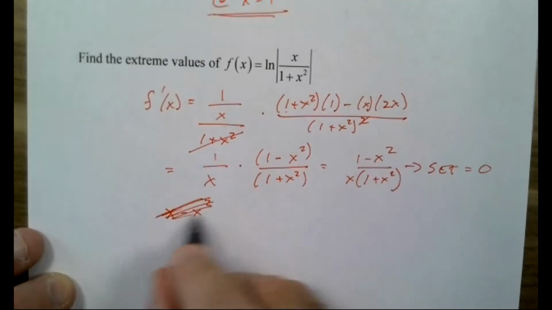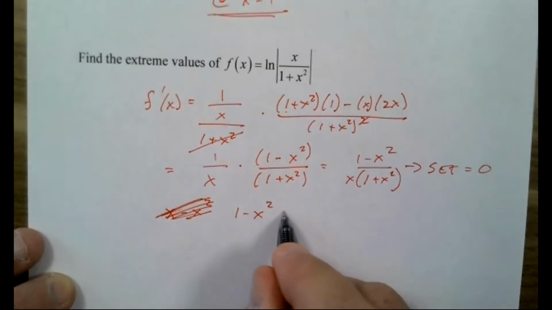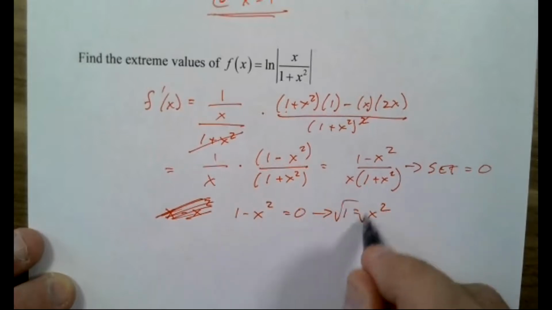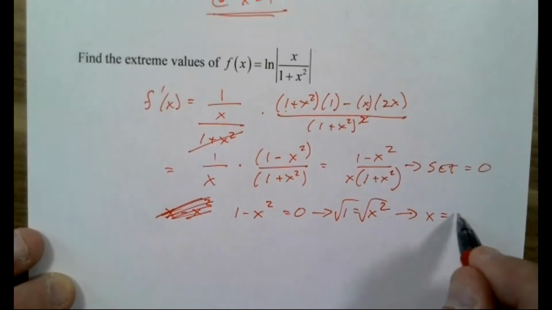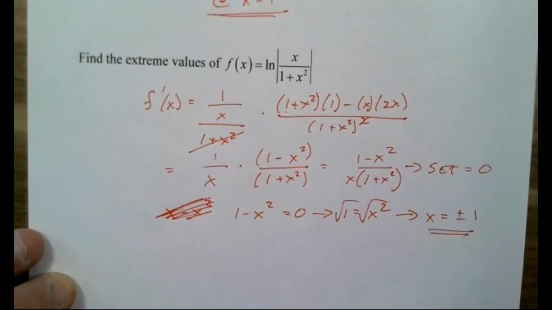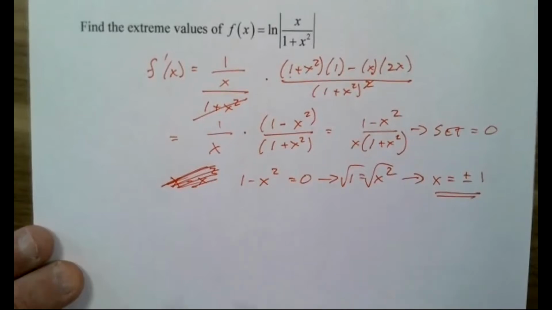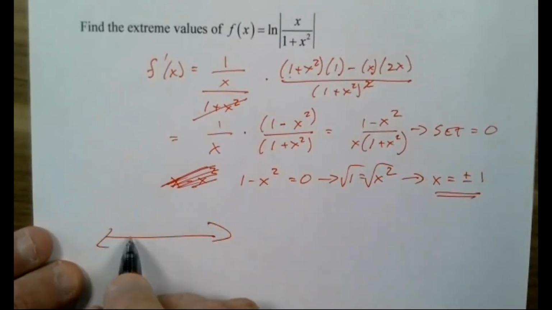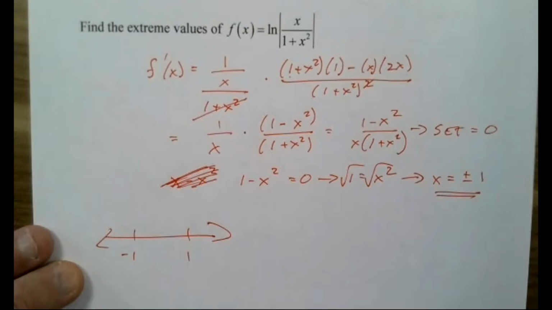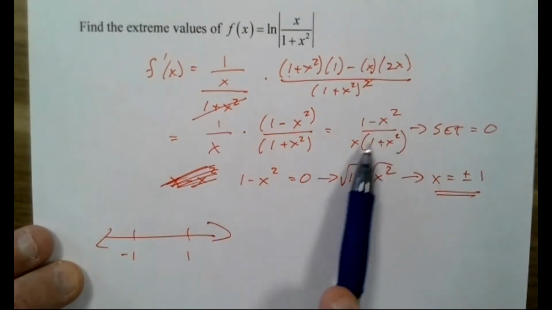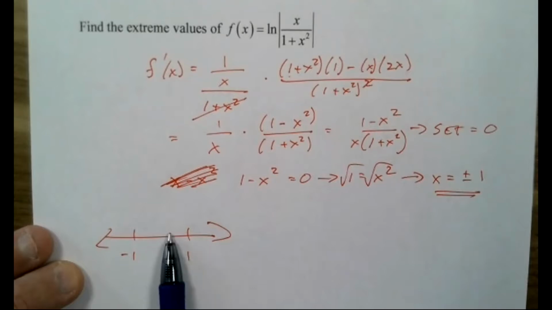So 1 minus x squared equals 0. 1 equals x squared. Square root. X equals plus or minus 1. Number line them, use the derivative. -1, 1. And this is where we're plugging it in. Can't use 0, it'll kill us. So we go with 1/2.